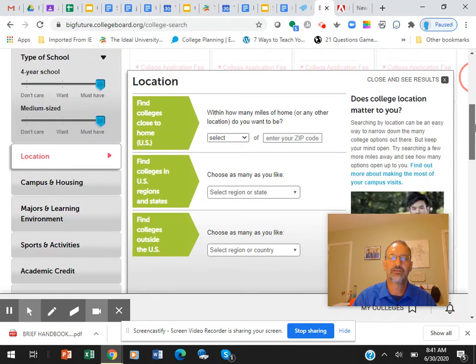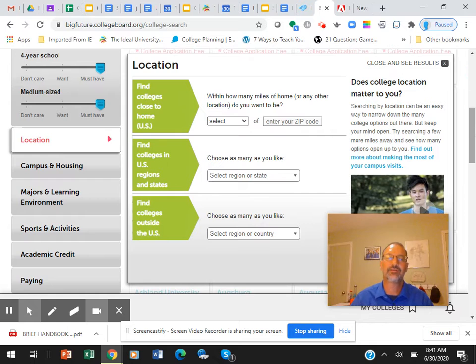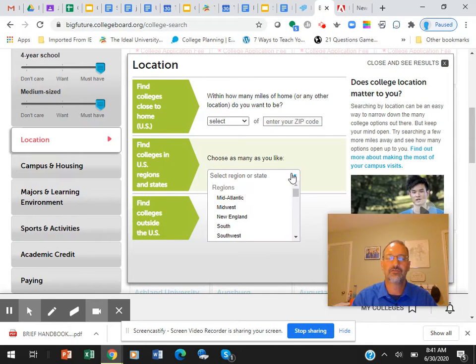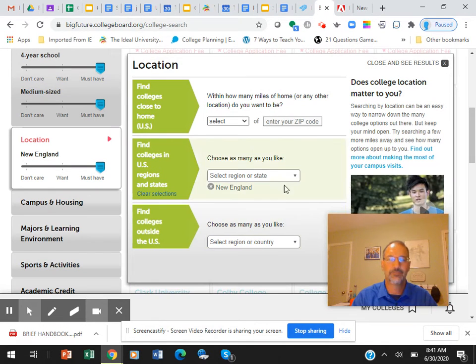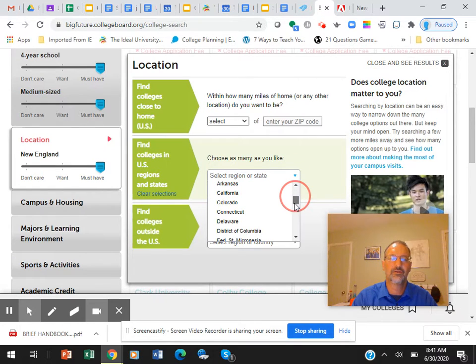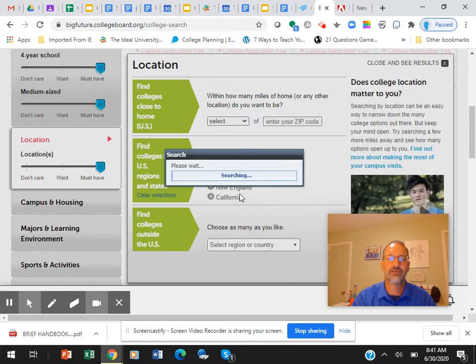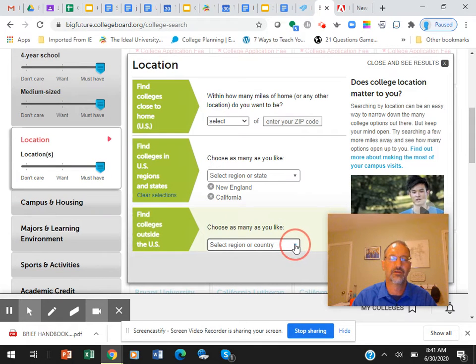Let's see what they have for location. So this is interesting. So if you actually have relatives somewhere in the United States and you think you want to go to school near them, you can put the zip code in. Okay, and then select region or state here. So I said up in the New England area. And then I said California. If you don't care, you don't have to fill this part in. You can even go outside the United States here, okay, in countries if you want.